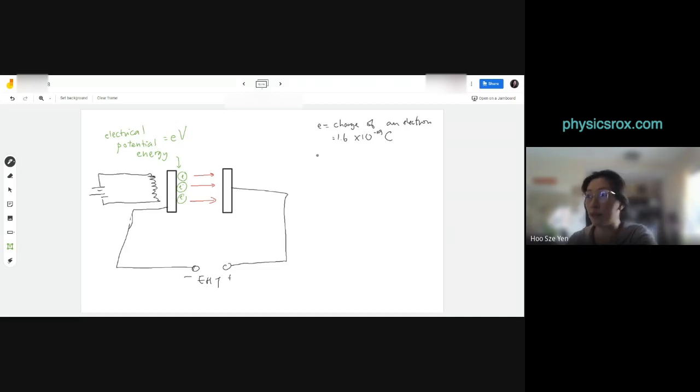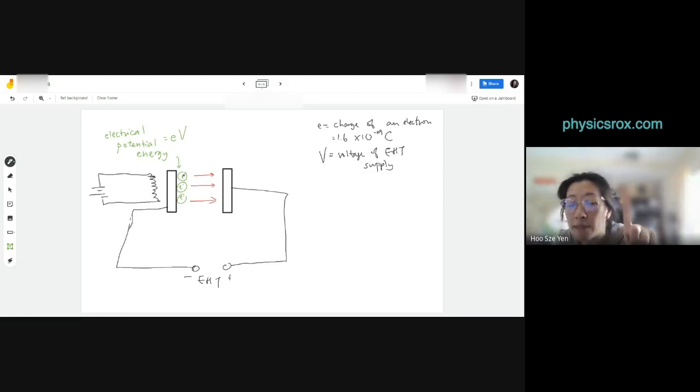Capital V, this big V stands for what? Voltage of the EHT supply. So you have to think about it, true or not? The higher the voltage, the more energy. Makes sense, right? Voltage of EHT supply. So this electrical potential energy is possessed by a single electron, because you only have the charge of one electron. So one electron means the energy of one electron.